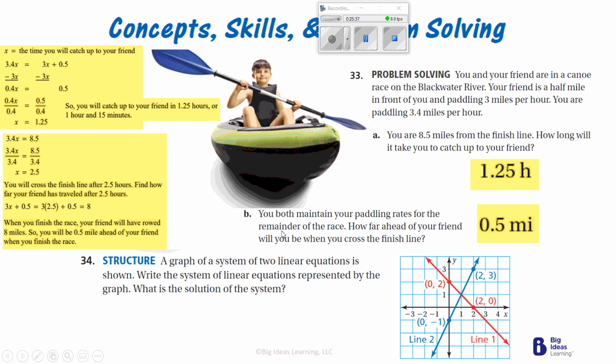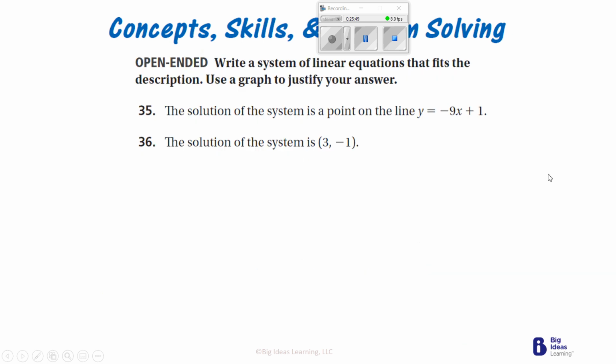All right, so it says how far ahead of your friend will you be when you cross the finish line. You'll be a half mile ahead of them. All right, 34 is for you to do.